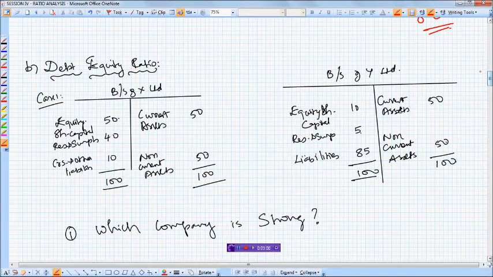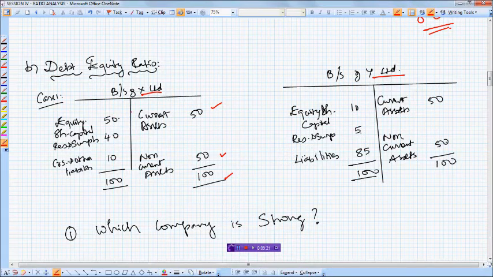See, for the debt equity ratio also, before getting into the theoretical part, just look at these two cases. In case 1, the balance sheet of X limited, and in case 2, the balance sheet of Y limited is available. If you look at case 1, it has current assets worth 50 crore, non-current assets worth 50 crore. So total assets are 100 crore.